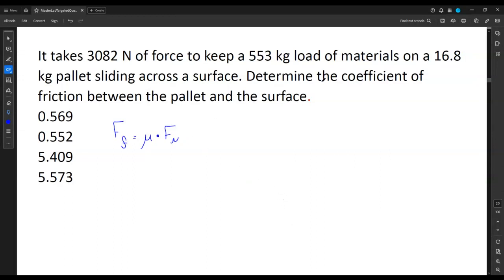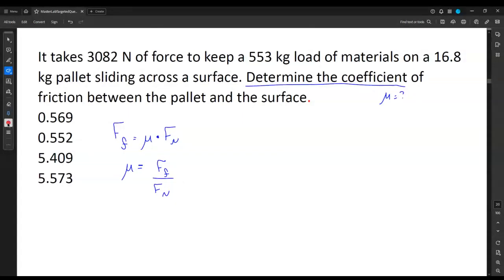If I'm looking for the coefficient, so it says here, determine the coefficient, then I can rearrange and solve this using algebra. That's going to tell me that mu, we're going to have to divide this thing around. So mu is going to be equal to the force of friction divided by normal force. Okay, well, what's the force of friction and what's normal force? So we need to figure that out.